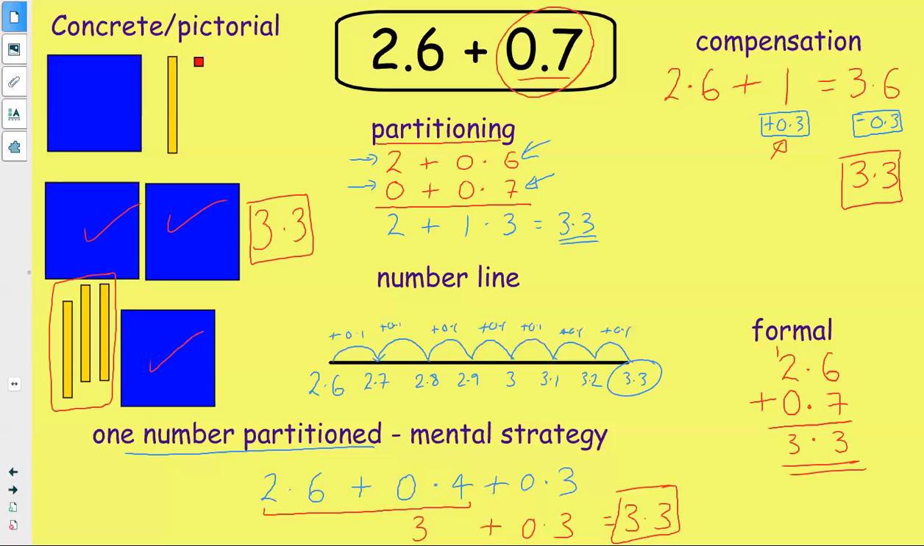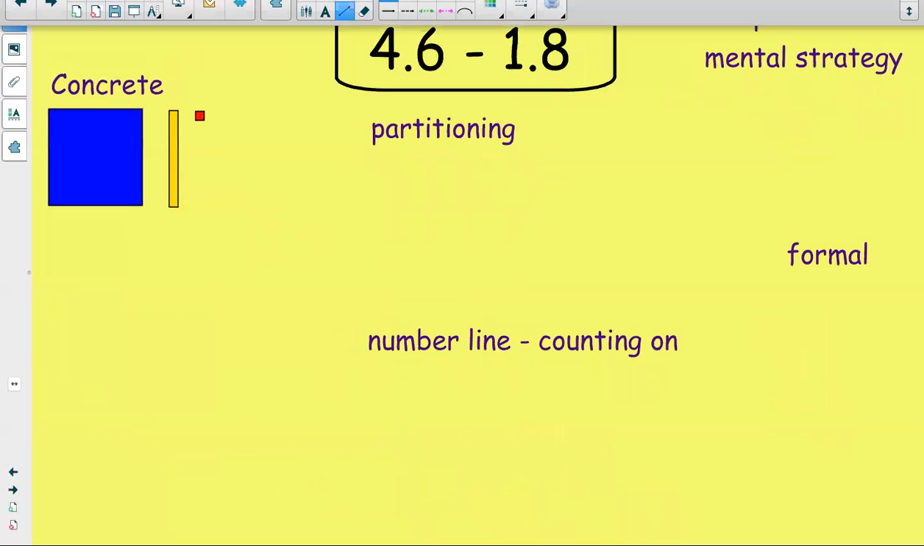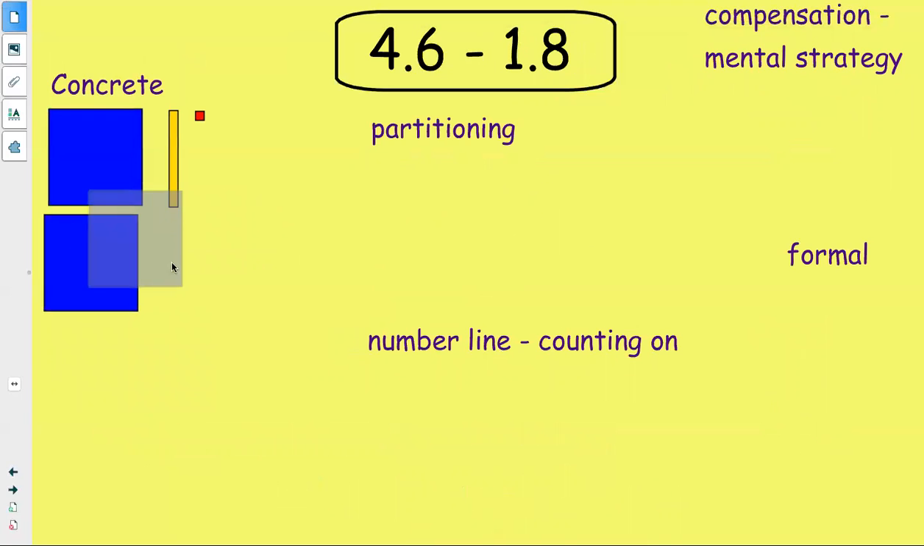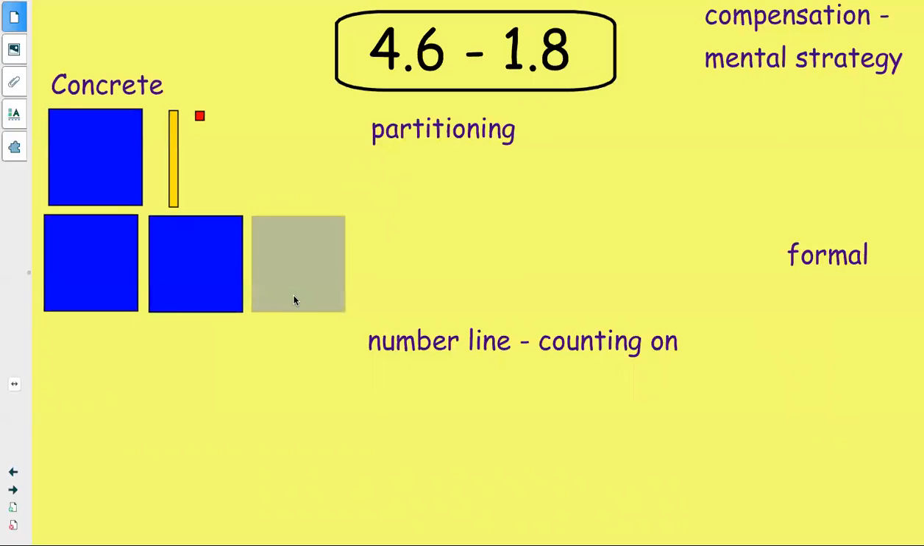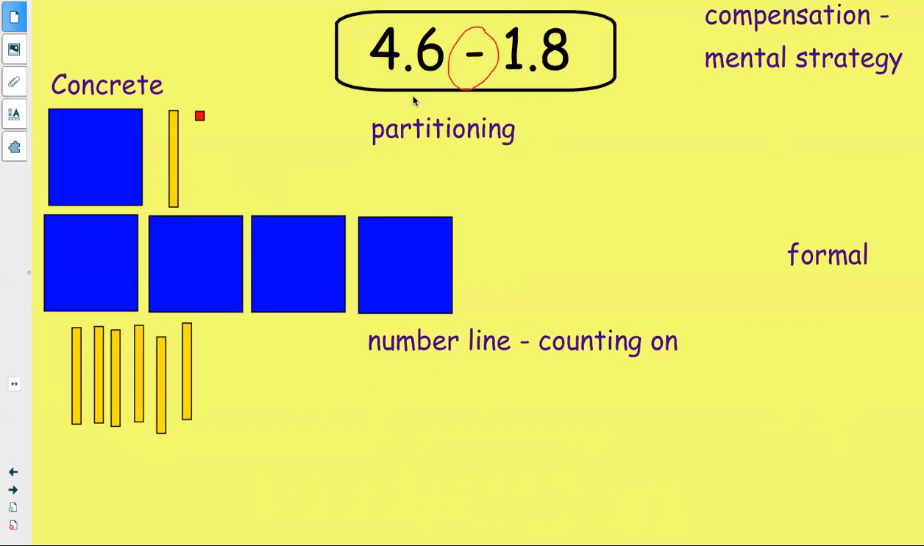Okay, we're going to try that again with a subtract calculation. So here we go. Very similar setup. So 4.6 subtract 1.8. So again, if we start with the concrete or the pictorial method, I'm going to start with 1, 2, 3, 4, so that's 4 units or 4 whole numbers, and then 6 tenths. So 1, 2, 3, 4, 5, 6, and I want to subtract or take away 1.8.